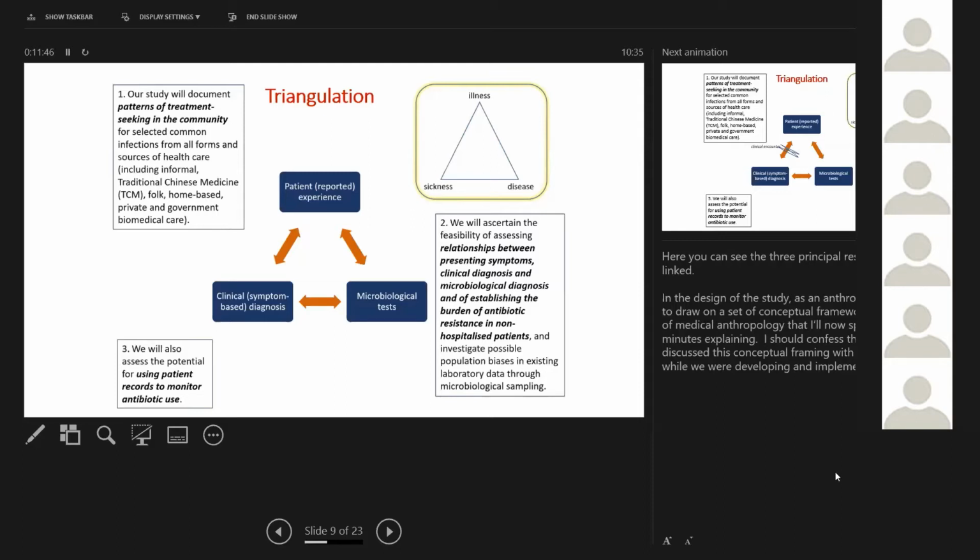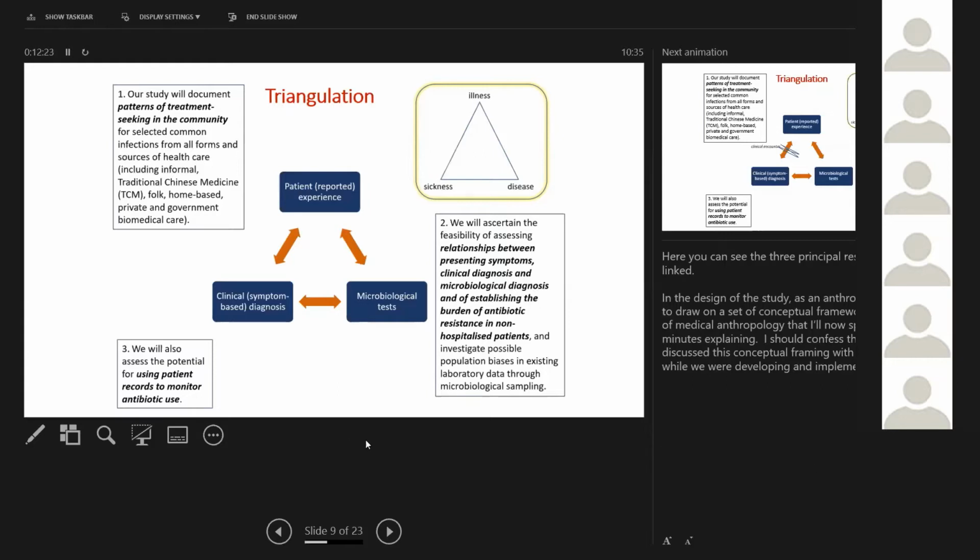Secondly, the patient may turn up at a healthcare facility and be diagnosed clinically, that is to say, on the basis of the symptoms they report to the clinician, and this will then lead to a diagnosis. Thirdly, on the bottom right blue rectangle, this clinical diagnosis may be verified or supported or otherwise by the performance of microbiological tests. And that constitutes the third arm of our study.